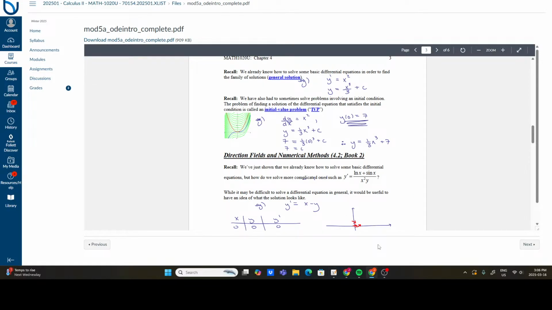So dy over dx equals x squared. Sure, that makes sense. The derivative is equal to x squared. Same thing as before, then my y equals 1 over 3 x cubed plus c. Then let's add 7. y equals 7.